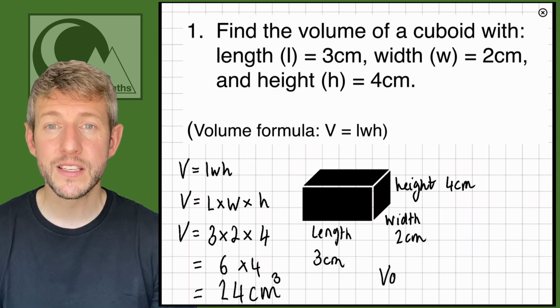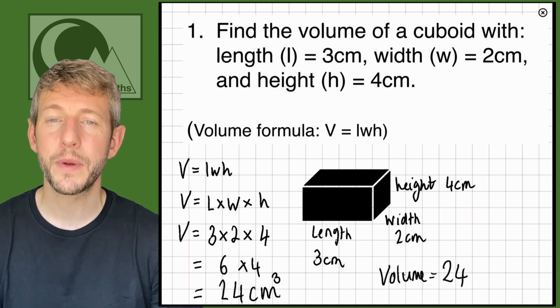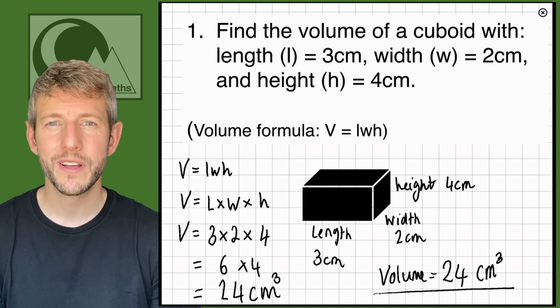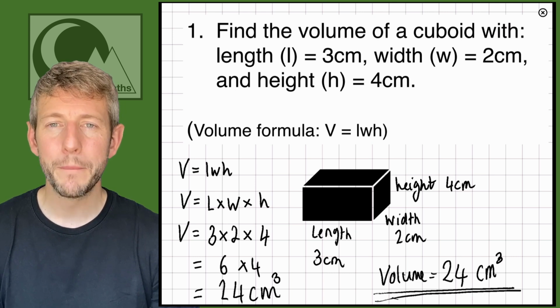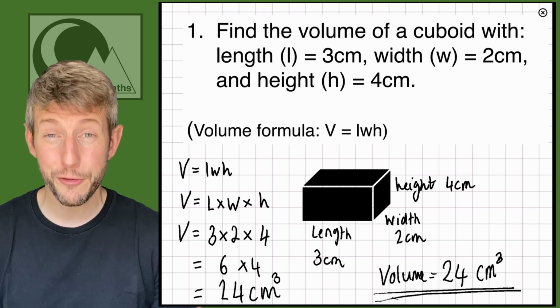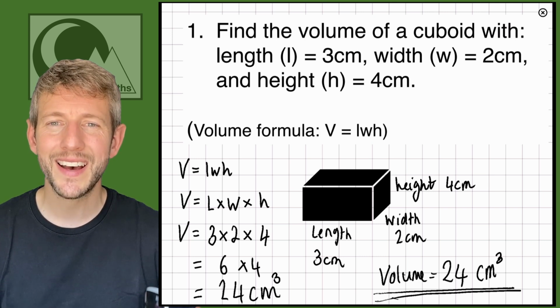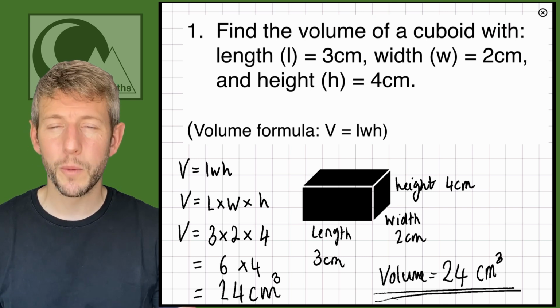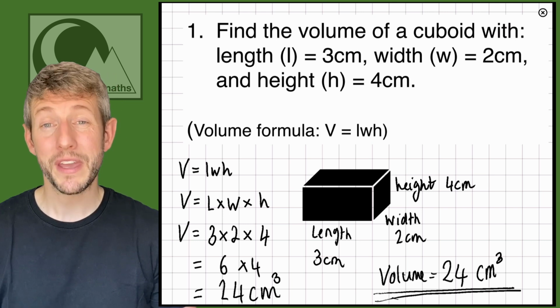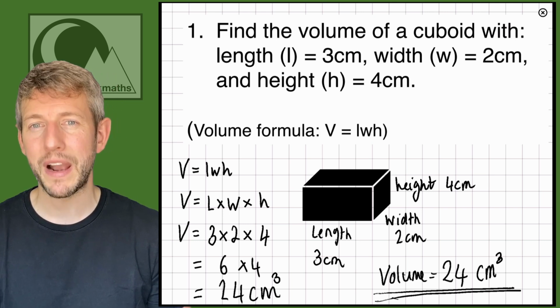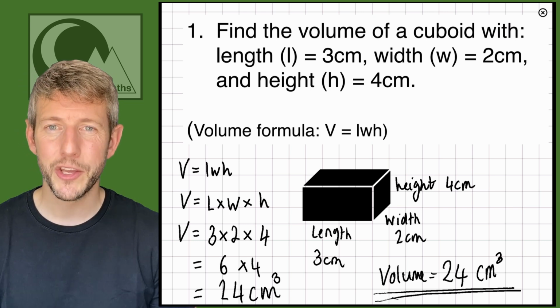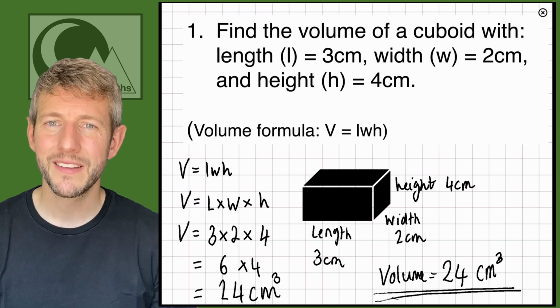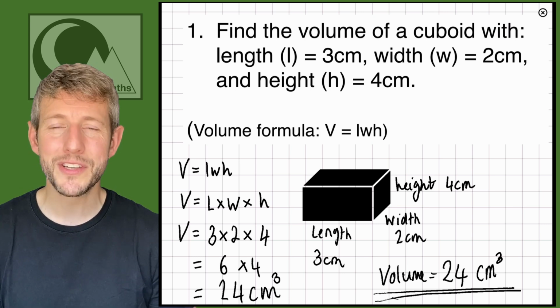And because this is a volume, the units are going to be centimetres cubed, okay? So remember, a volume is a 3D space. If we wanted to quantify the size of the volume, we need to have a 3D object to fill it up with. So if we think about area, it's squares because they're flat. For volume, it's cubes because they fill up things, okay? Anyway, so that's that question done.